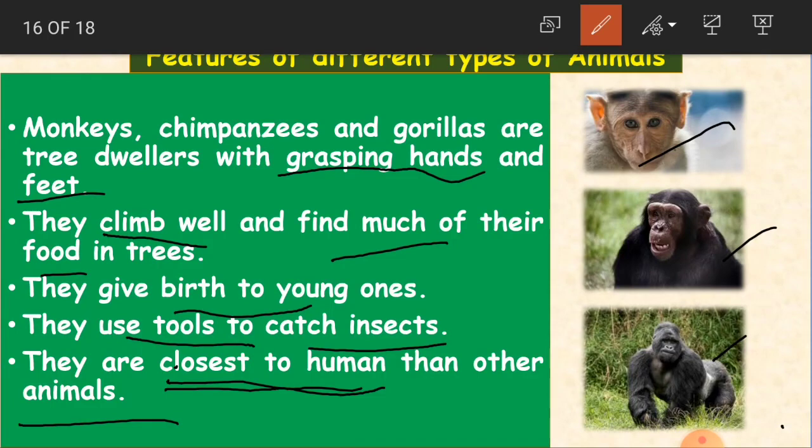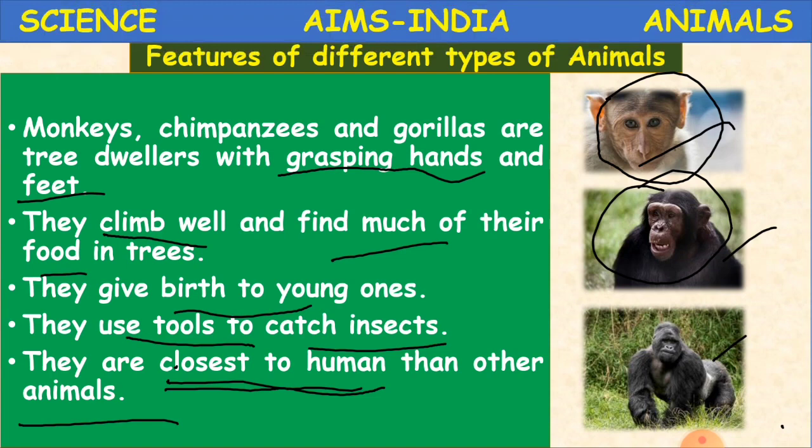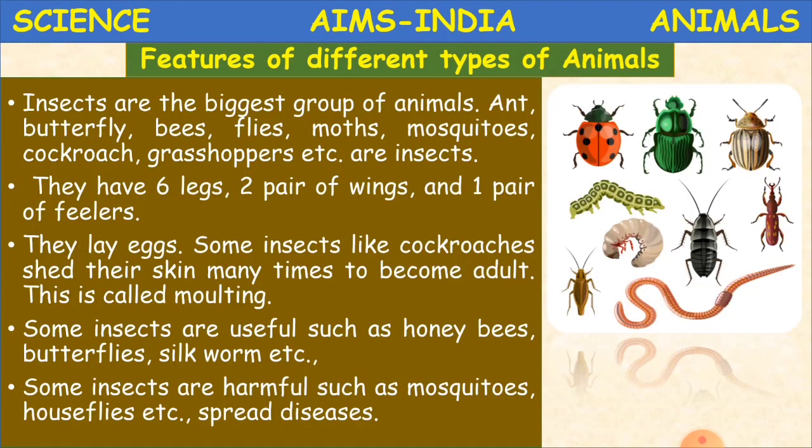So that is why even the body structure of these animals, if you see, looks like a human body structure. So that is why we say that they are closest to human, closest to human than other animals. Clear, children? Okay, now we'll see about insects.